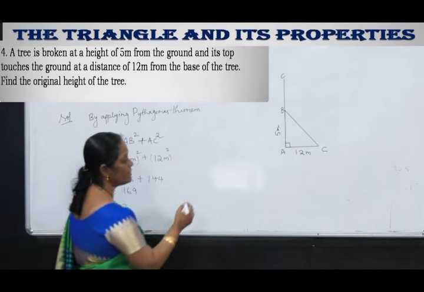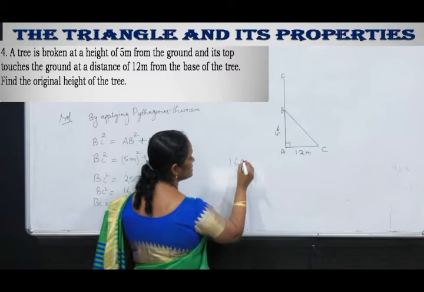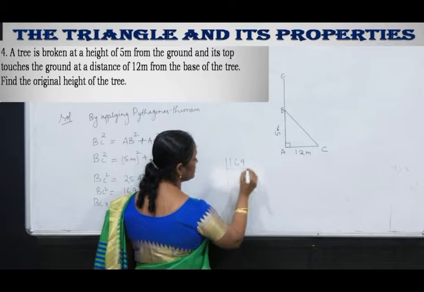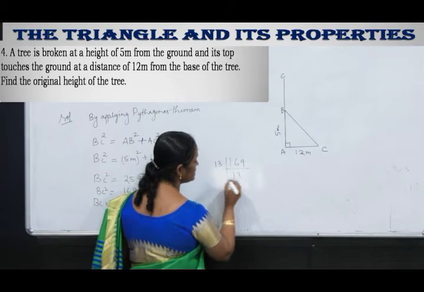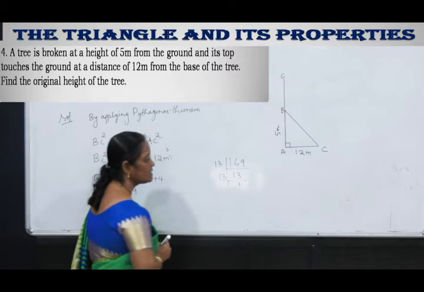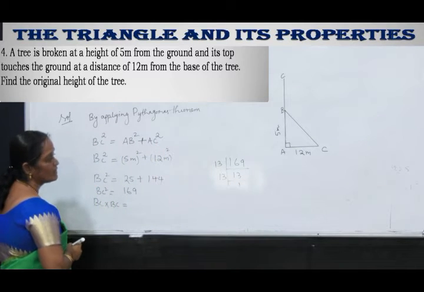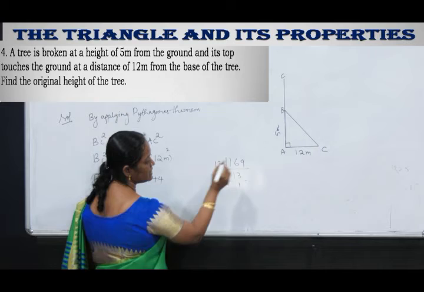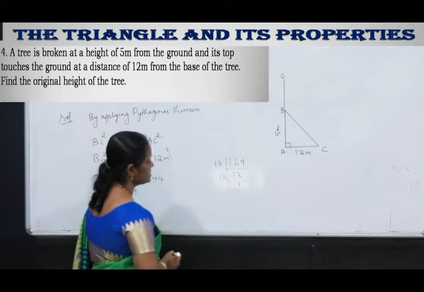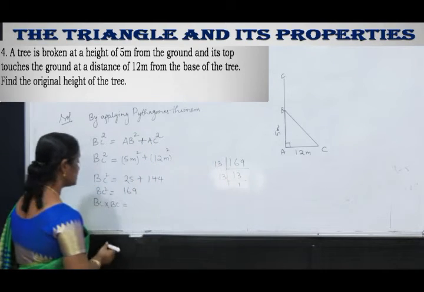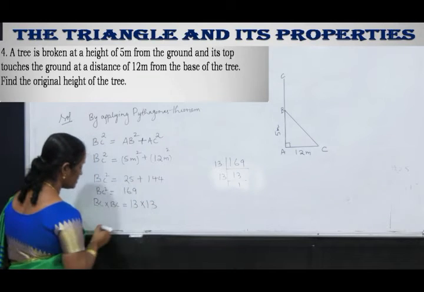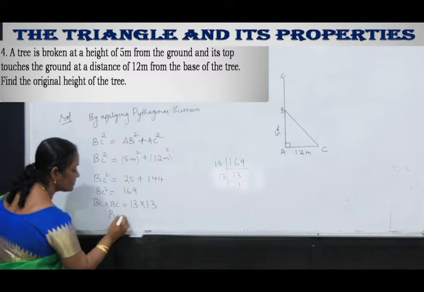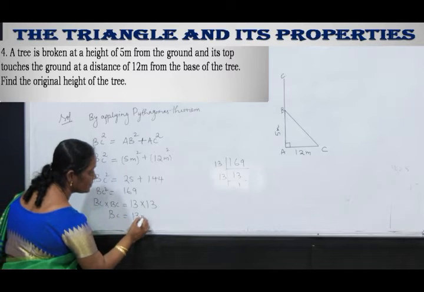You can find the prime factorization of 169. It will be equal to 13 into 13. 13 into 13 is 169. Here 13 ones are 13, 13 3s are 39. Next 13 ones are 13. So we can write BC into BC is equal to 13 into 13, or BC is equal to 13 meter.